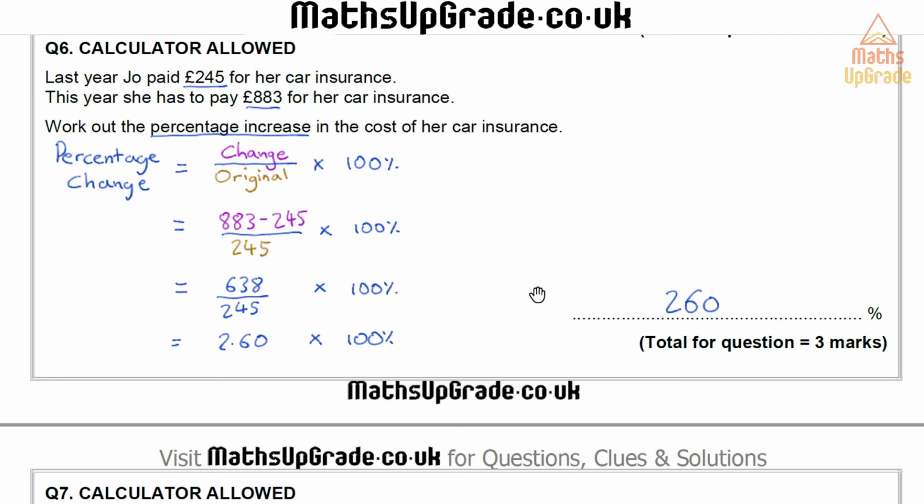That gives us 260%. Now this may seem like an odd percentage since it's greater than 100, but you can see that her car insurance has increased by a lot. So it's almost gone up 3-fold. So that is a reasonable answer there, and that is 3 marks.